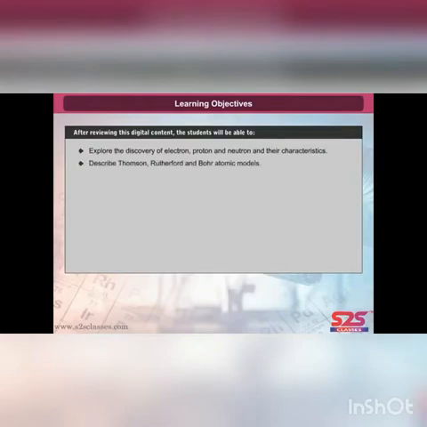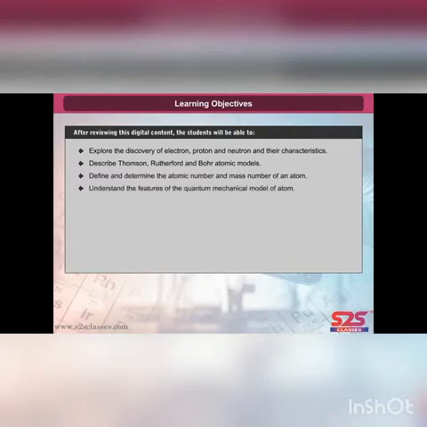After reviewing this digital content, the students will be able to explore the discovery of electron, proton and neutron and their characteristics. Describe Thomson, Rutherford and Bohr atomic models. Define and determine the atomic number and mass number of an atom. Understand the features of the quantum mechanical model of atom.